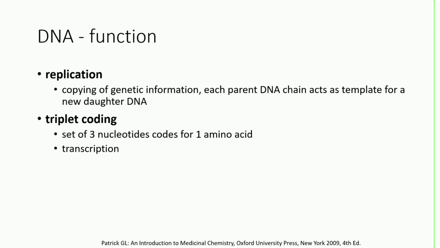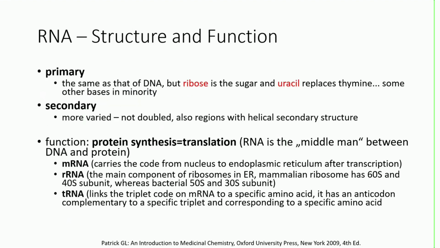So you know the function of DNA. It's the source of genetic information that can be replicated, and always 3 nucleotides code for amino acids. So in the replication, the genetic information is copied from DNA to RNA.